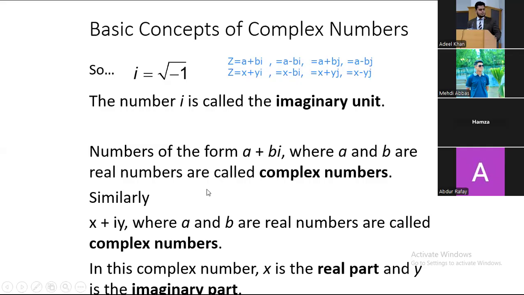So further moving towards the aspect of x plus iy, where a and b are the real numbers and called the complex number. In this complex number, x is the real part and y is the imaginary part. You can see the number which is next to the i, that is b, is the imaginary value. And the first term is called the real term. So real plus imaginary is the combination of complex number which is represented by z.